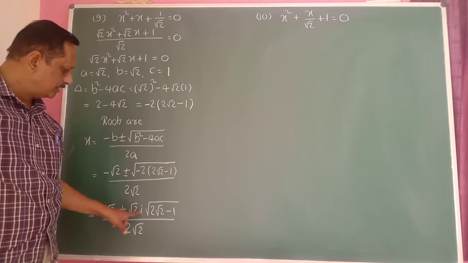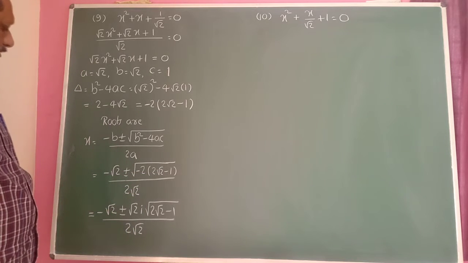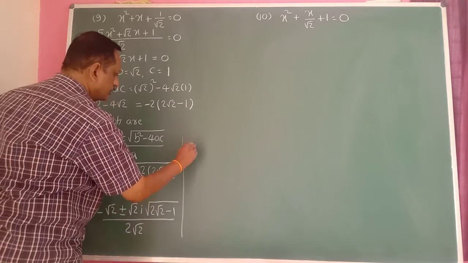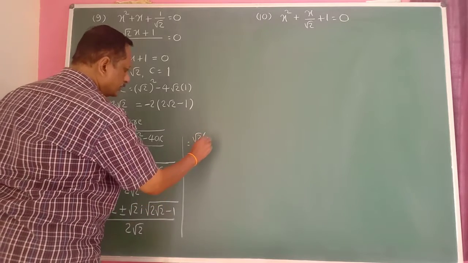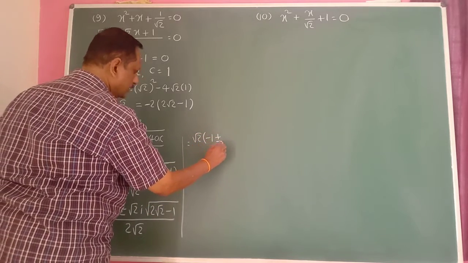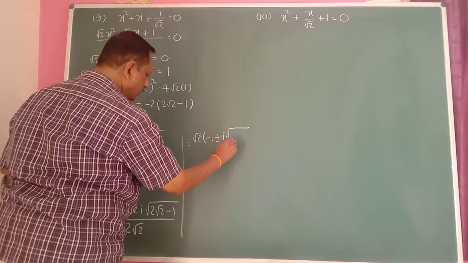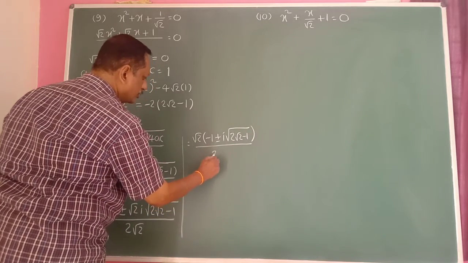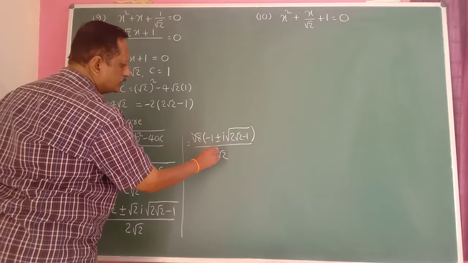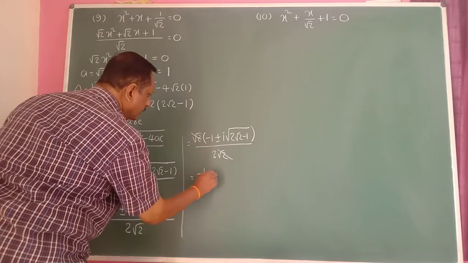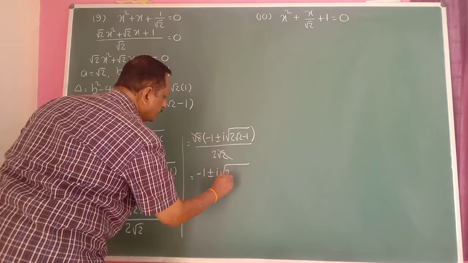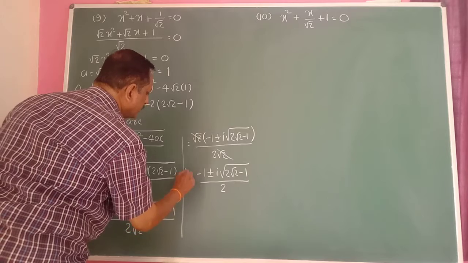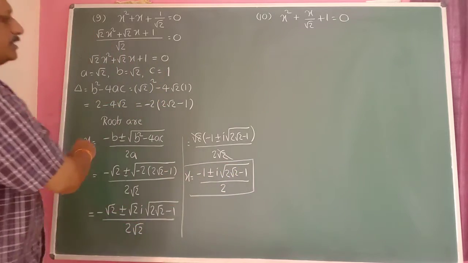So square root of minus 1 is i, root of 2 root 2 minus 1 here. Here root 2 is the common factor. So this is equal to root 2 common, minus 1 plus or minus i into root of 2 root 2 minus 1 divided by 2 root 2 here. This root 2, this root 2 cancels. Minus of 1 plus or minus i into root of 2 root 2 minus 1 divided by 2. Therefore, these are the roots of the quadratic equation.